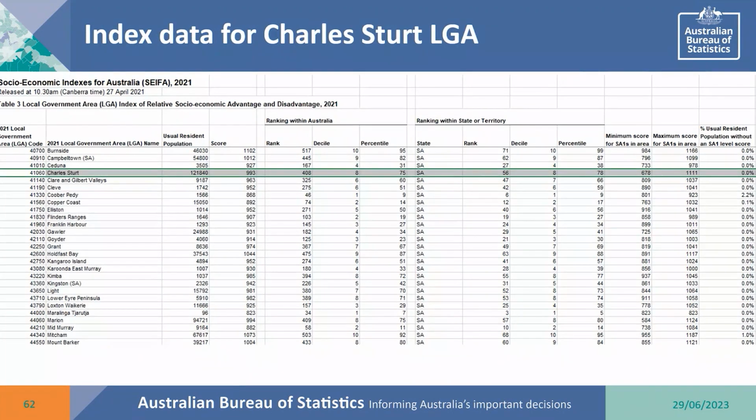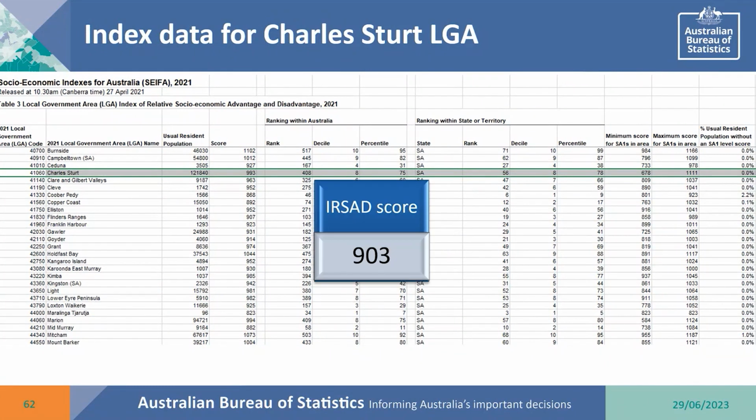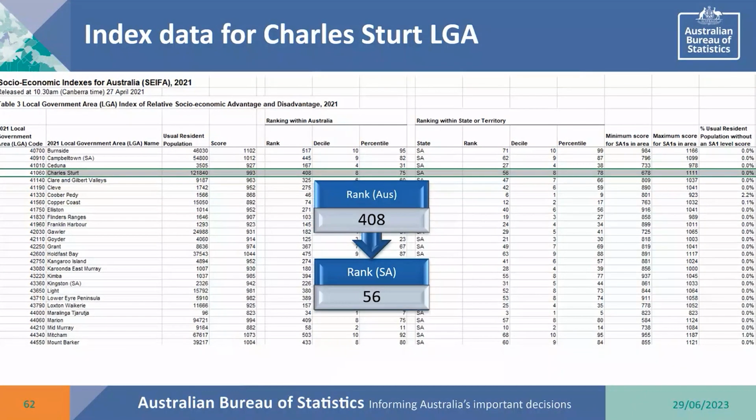So the index spreadsheet for Charles Sturt LGA, we can see some results here, all of the SEIFA variables. So the score is 903. Is that good? We don't really know. By itself, the score is meaningless. The rank for Charles Sturt is 408. Now, since I know there are 565 LGAs in Australia, I'm starting to get a feel for the area. It's one of the relatively more advantaged LGAs in Australia.